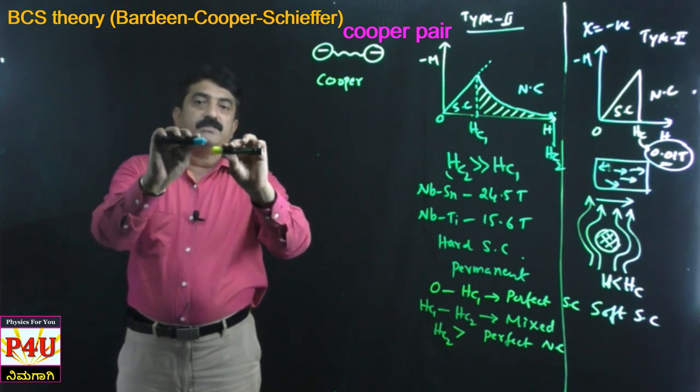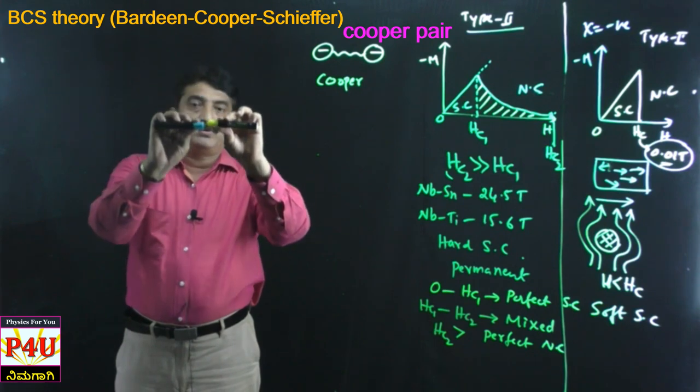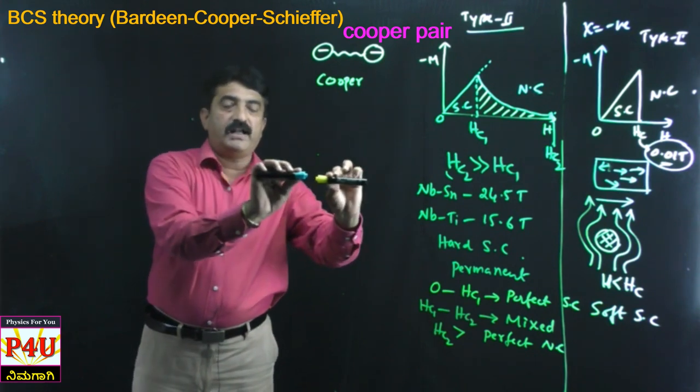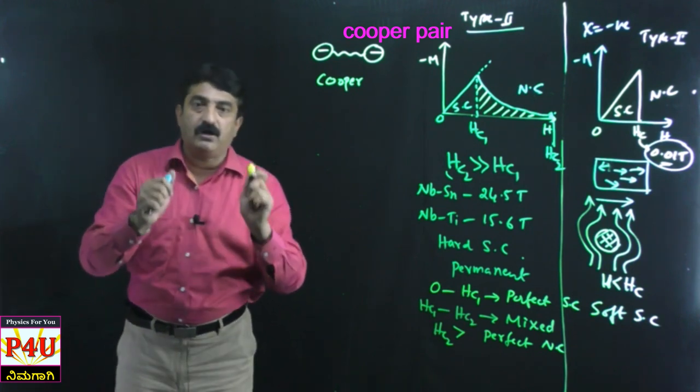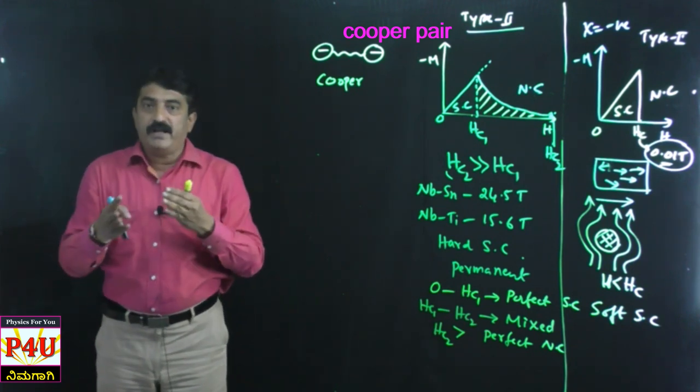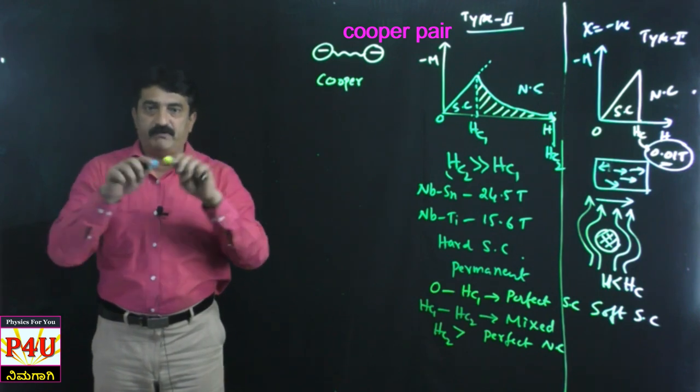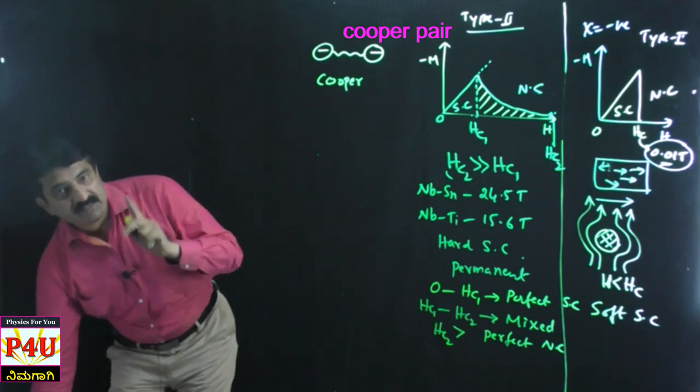This is called correlated motion. When this is going up, this also should go up. When both of them come down, both come down. When they are going to the right side, both go right, and left side, both go left, like that. This is called correlated motion. There should be mutual understanding between them. How to do that? Yes, there is a possibility.